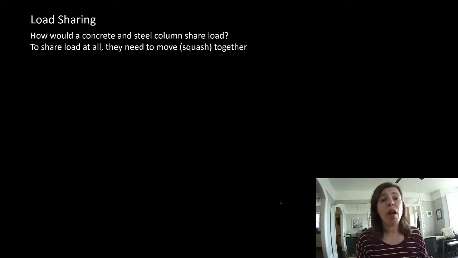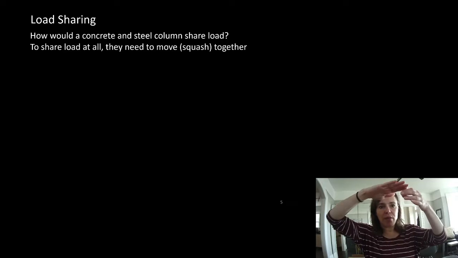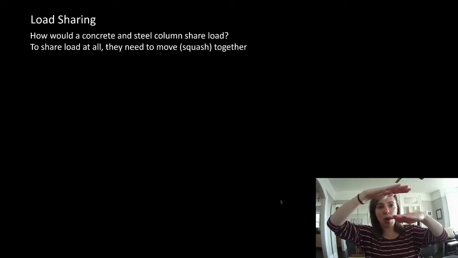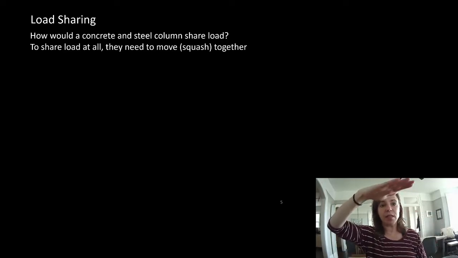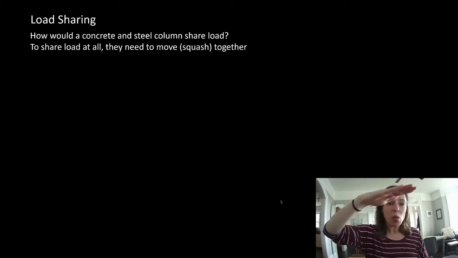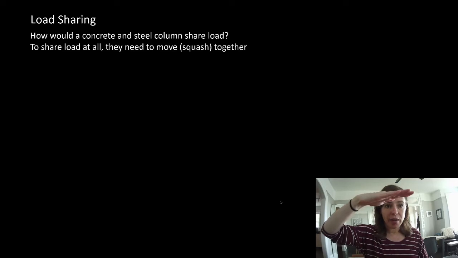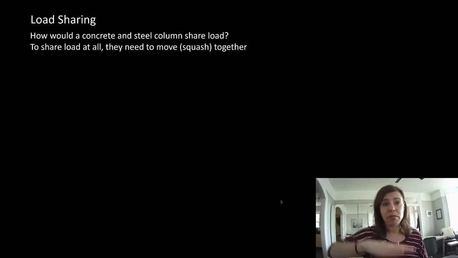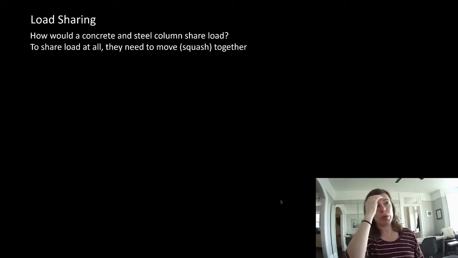Now, to share load, they have to be squashing together. If one of them squashes more than the other, only one is left carrying the load. So for example, if I had that Play-Doh and steel, if I squashed the Play-Doh down but left the steel's, then obviously the steel is carrying all the load. We're talking about load sharing, which means they must be moving together. They have to be sharing the load.